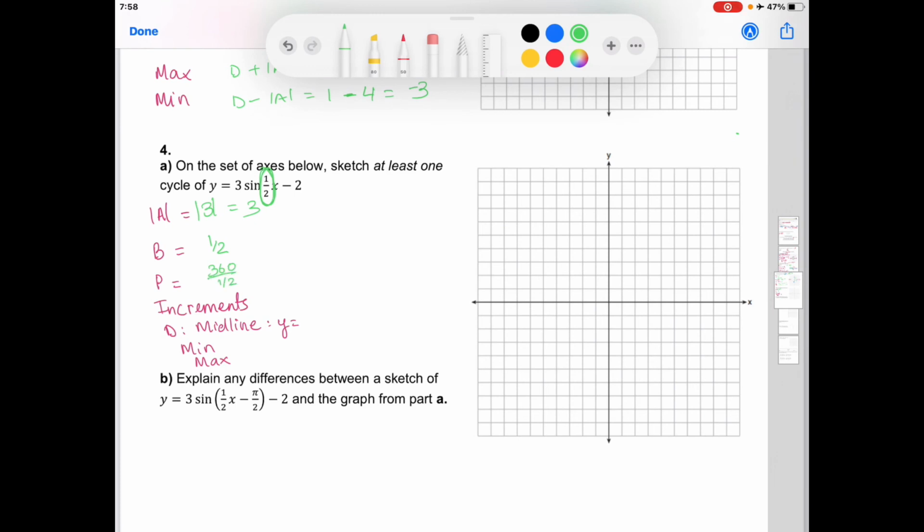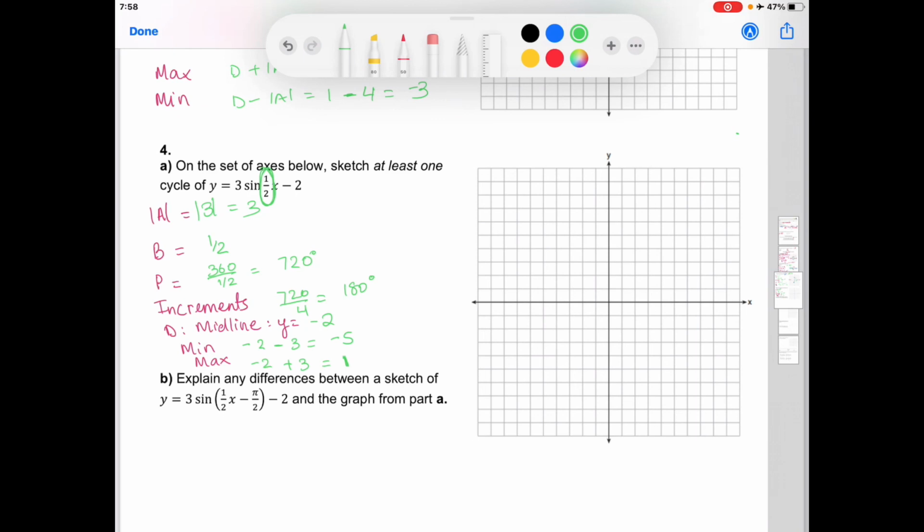360 divided by a half, which is same thing as multiplying by 2, keep change flip, and we get 720 degrees. So my increments are going to go by 720, which is my period, divided by 4, which is what? 180 degrees. And my midline is y equals negative 2. My minimum is my d, negative 2, minus my amplitude, which is negative 5. And max is negative 2 plus 3, which is 1. So there you go. We have all the information we need to graph this.